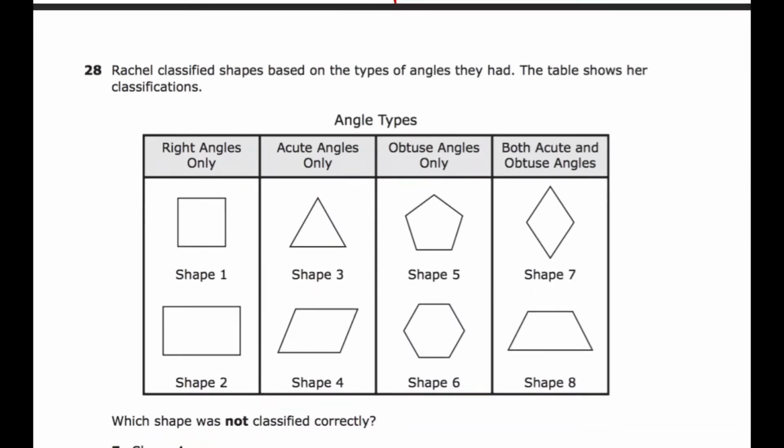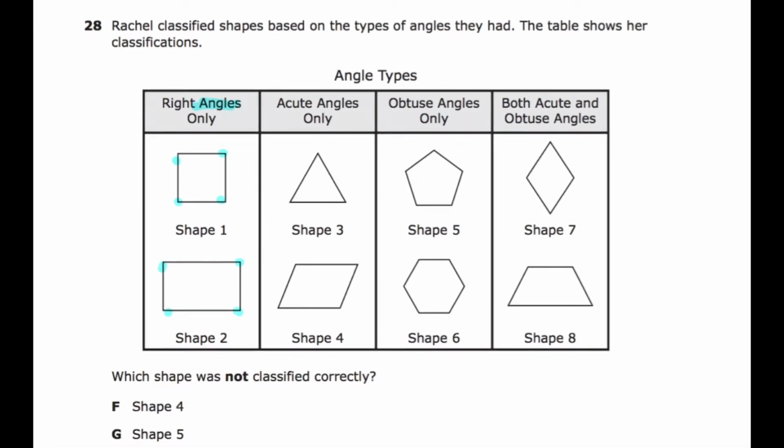28 is properties of polygons. So this is going to be in our geometry unit. We're not there yet, but we should have learned enough in 4th grade to be able to help us out. Right angles only. So squares have 4 right angles. Rectangles have 4 right angles. We look good here.